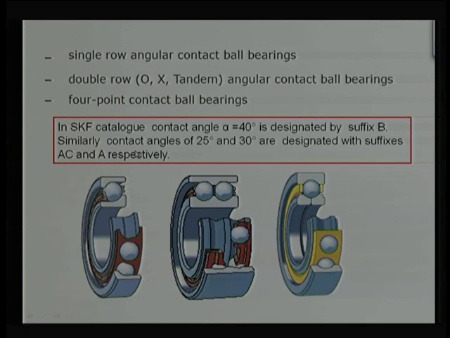Similarly, if the contact angle is lesser, that is 25 degree, then it will be known as the AC series, or the suffix will be AC. And if the contact angle is 30, then the suffix will be A. So if we are just scanning through the catalogs, we can say what the contact angle will be, because for our calculation purpose we require a contact angle, so that we can figure out what the life of the bearing will be.